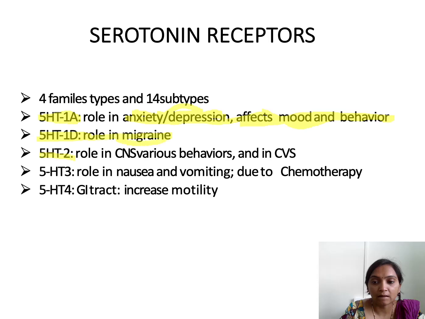Similarly, 5-HT2 mainly has a role in behavior, and hence it is used. And 5-HT3 plays a role in the vomiting center, and antagonists are used for chemotherapy induced vomiting. And 5-HT4 is involved in increasing the GI motility. So agonists are used in the treatment of atony.